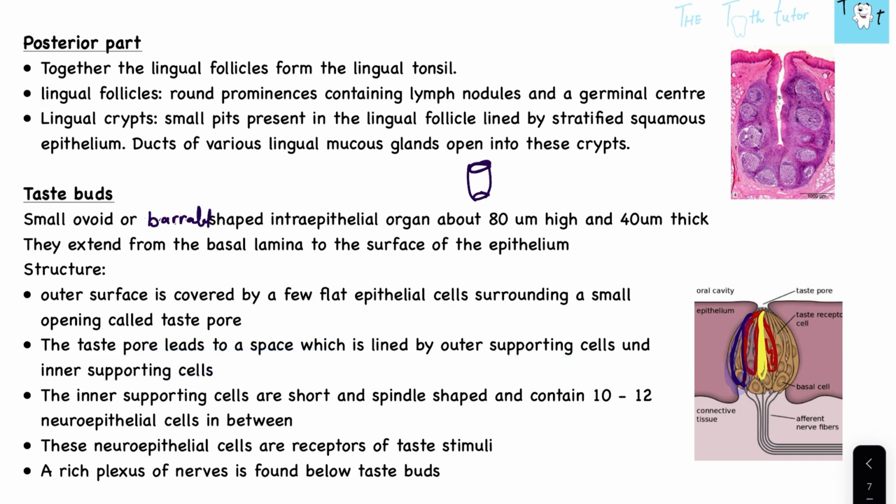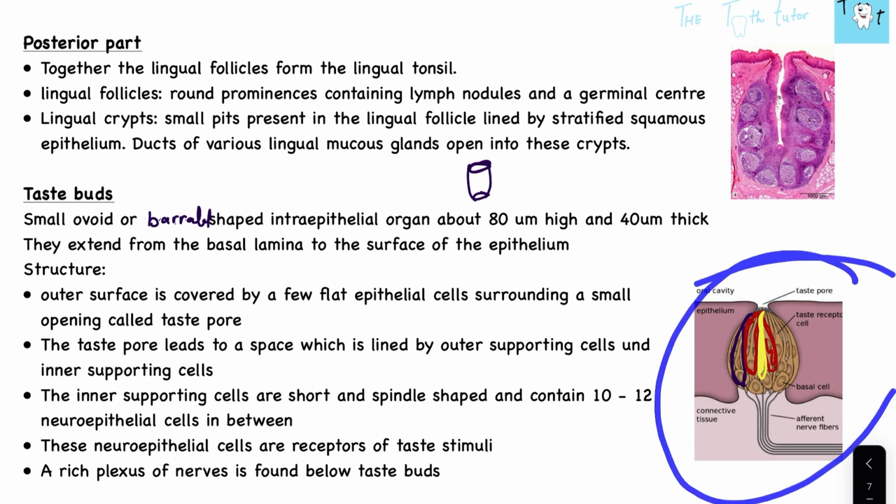So we have these two types of cells, and the inner supporting cells are short and spindle shaped. They contain 10 to 12 neuroepithelial cells in between them. Okay, so these are the neuroepithelial cells. These neuroepithelial cells are the receptors of taste stimuli. So these yellow colored neuroepithelial cells, these are the ones which will detect taste. Okay, so these are receptors of taste stimuli. And then we have this nervous network present beneath the taste bud. All right. So this is it about the structure of the taste bud.